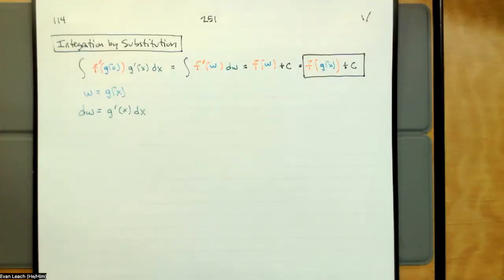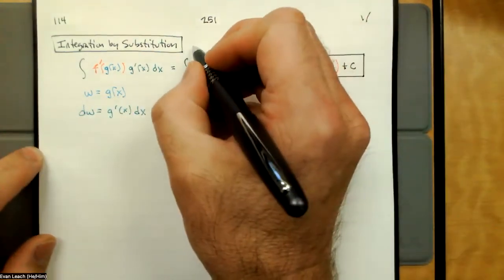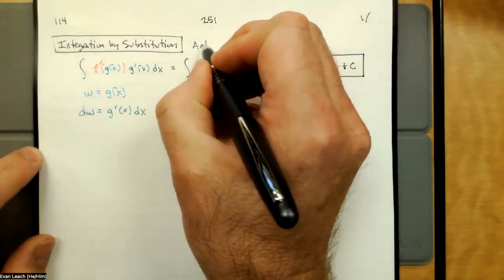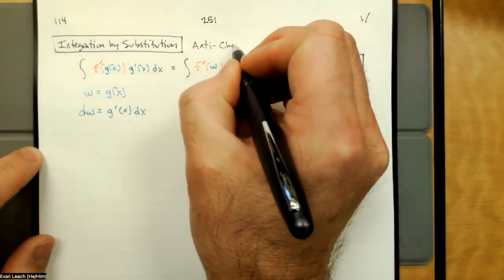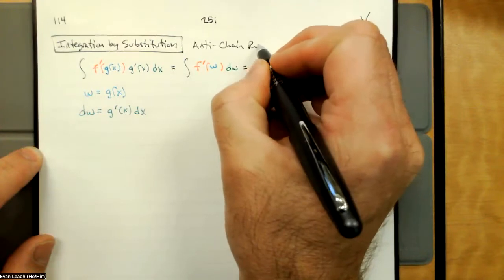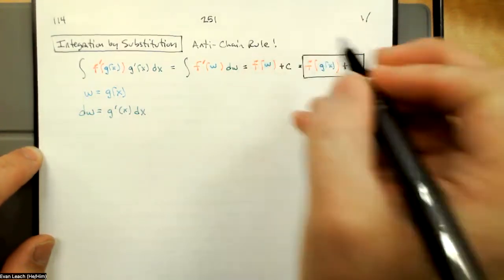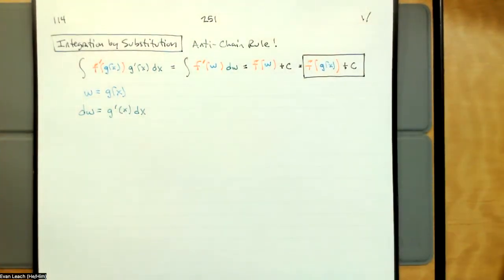Today we want to continue practice integrating by substitution, which is our anti-chain rule. So we have a function that was a derivative that was found with the chain rule. Integration by substitution undoes the chain rule.